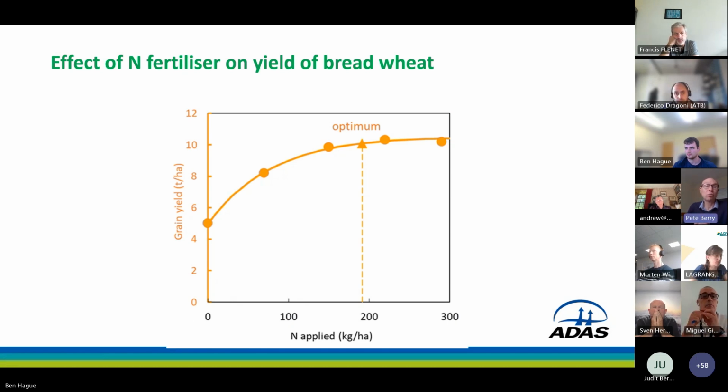So this is just some real data. This is for wheat, and you can see that the increase in nitrogen fertilizer applied on the x-axis increases the yield from about 5 tons per hectare without any fertilizer to just over 10 tons per hectare with fertilizer. And the economic optimum for this particular crop was just under 200 kilograms of nitrogen per hectare, and that's typical for wheat crops grown in the UK.